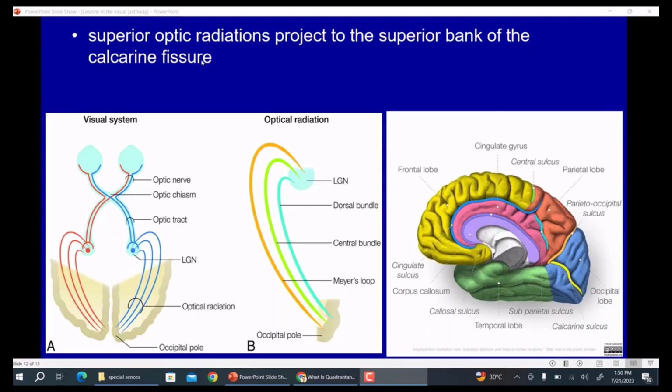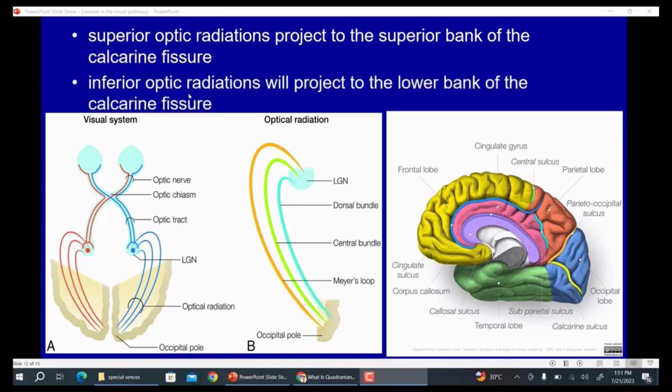Occipital lobe: the superior optic radiation projects to the superior bank of the calcarine fissure. This is the lateral geniculate body. From here the radiation occurs in two pathways, one superior and the other inferior. The superior radiation passes through the parietal lobe to the upper bank of the calcarine fissure, and the inferior optic radiation projects to the lower bank of the calcarine fissure.